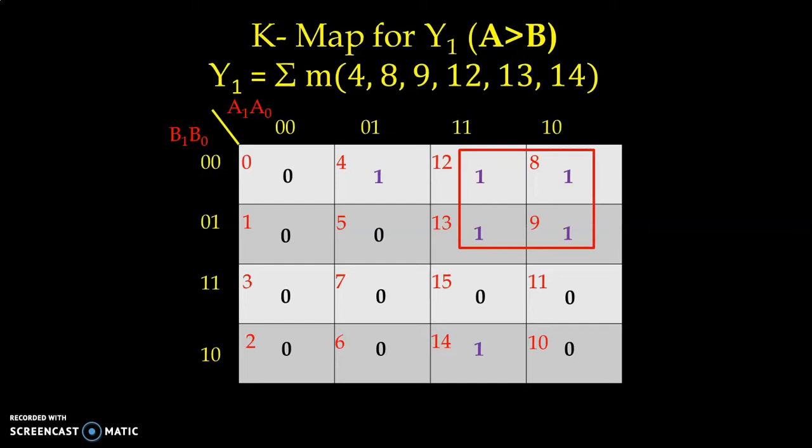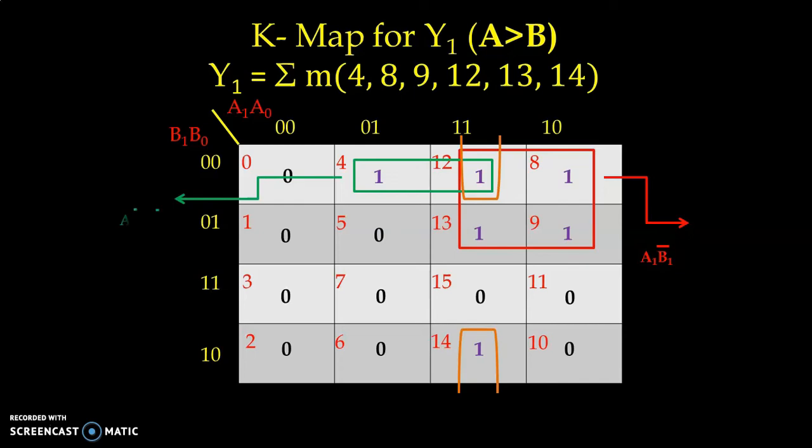We have one quad possible. We have another pair with overlap condition, and we have still one more pair with overlap as well as a wrap around condition. So we have 3 product terms, and if we write product terms for each group, for the quad we can write A1 dot B1 bar.